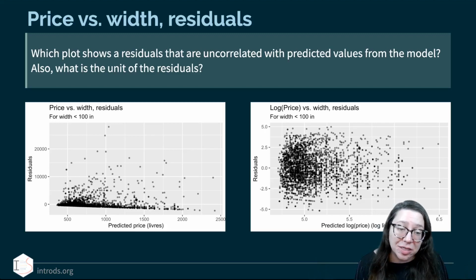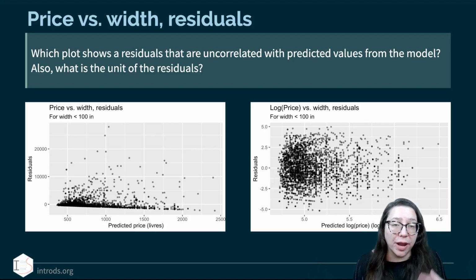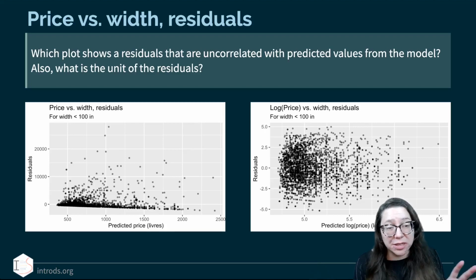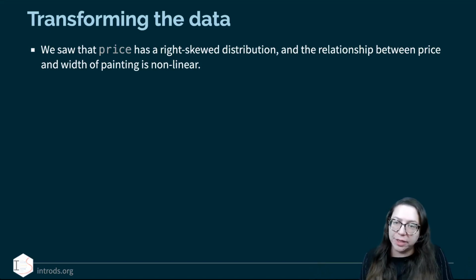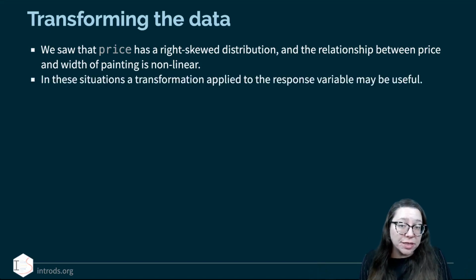So it looks like by fitting a linear model, we were able to capture any of the interesting relationship, and what is left behind looks a lot more like a random scatter. So we saw that price has a right skewed distribution, and the relationship between price and the width of the painting is nonlinear. That's what we observed early on.